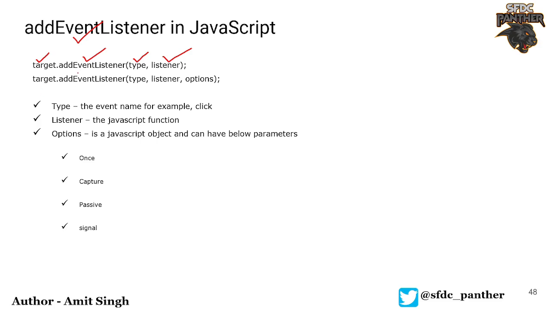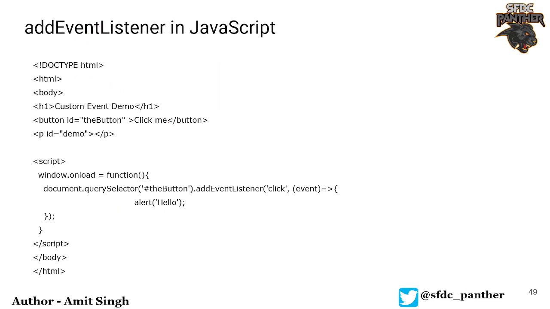Then we have the second signature of adding the event target and AddEventListener. Here the type and listener are the same, but it takes one more parameter, which is options. This options is a JavaScript object which can contain any of these four parameters. The first is once, a boolean value. If you say true, that means your event is only going to execute a maximum of once, and after that it will not execute. Capture is again true or false. Then we have passive and signal.